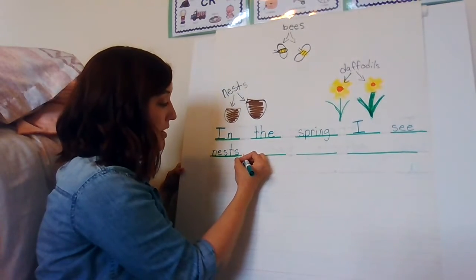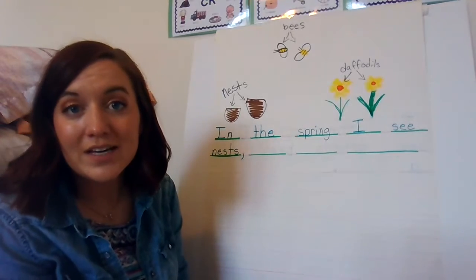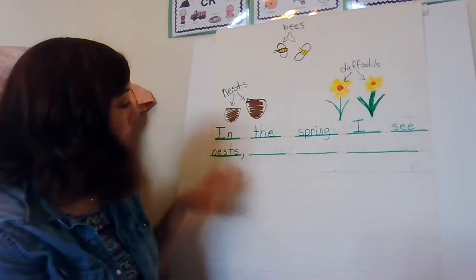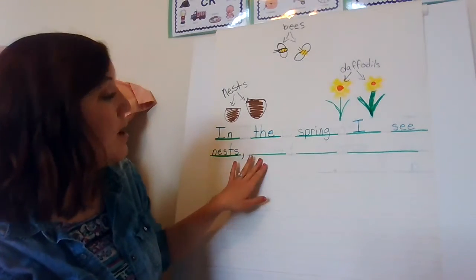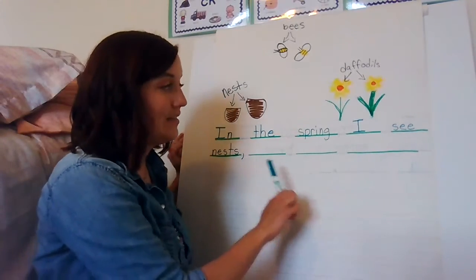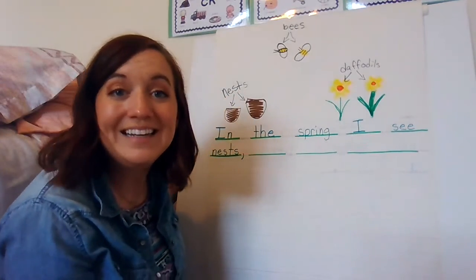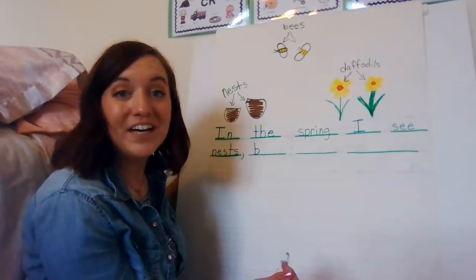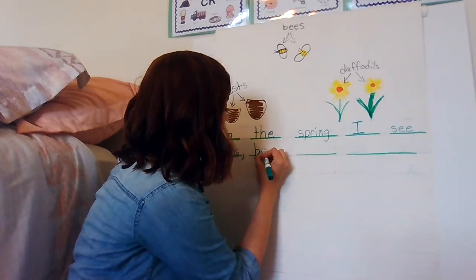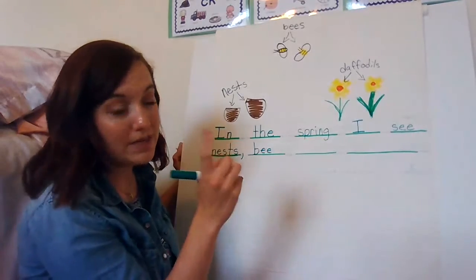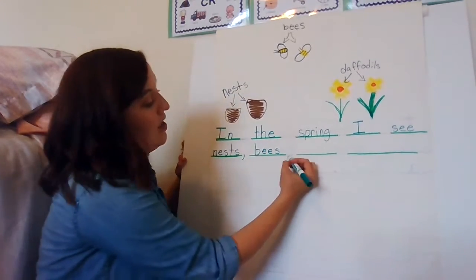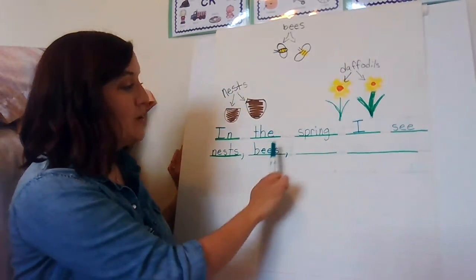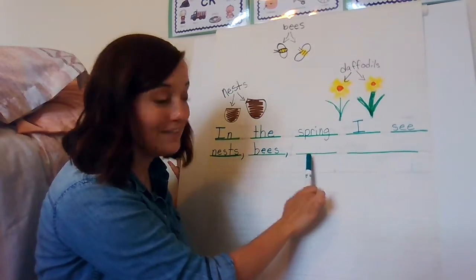We're going to add a comma right here. That's that little hook. And we're doing that because we're making a list. So my sentence is a list of things that I see in the springtime. So in the spring, I see nests, bees. Now bees is a lot like the word see. They're part of the same E family. So we're going to start with a B, then the E, the two E's together. And then because I'm seeing more than one B, we're adding an S. Bees. And then we put another comma because we're not done with our list yet. In the spring, I see nests, bees, and daffodils.